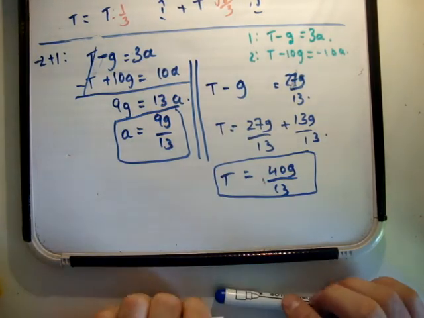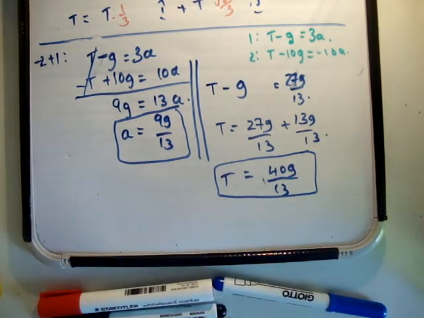Alright, so of course the next thing we need to do is move to the back of the book. So we have 5C question 5. So 9g over 13 and 40g over 13 are correct.